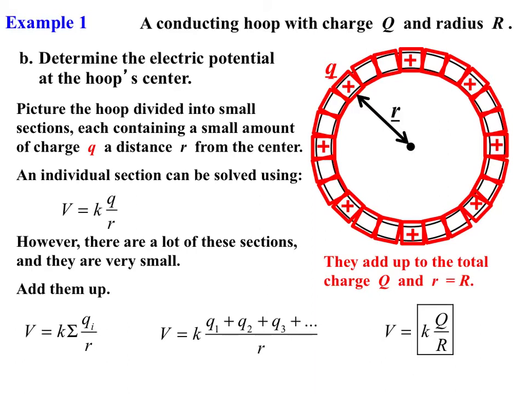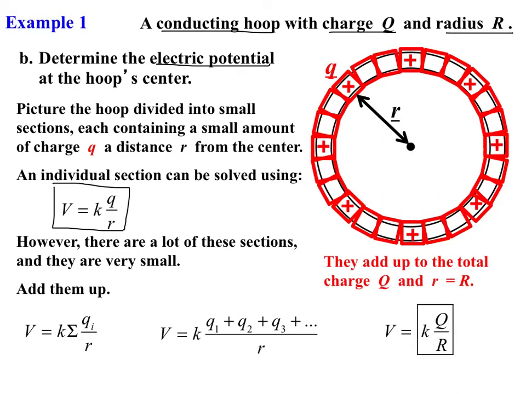In this example, we're looking at the same conducting hoop with a charge Q and radius R, but now we're asked to solve for the electric potential at the hoop's center. Remember that electric potential is V equals KQ over R, but this is true for only point charges. So we need to solve for the potential of every individual point charge along this hoop.